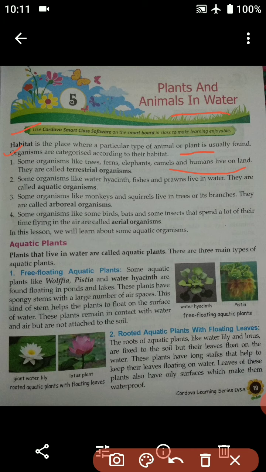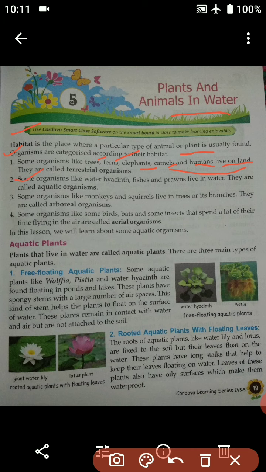So all these kinds of animals like the camel, human, elephant and organisms like trees and ferns, all these organisms are known as terrestrial organisms because they live on land. So anything that lives on land will be a terrestrial organism.